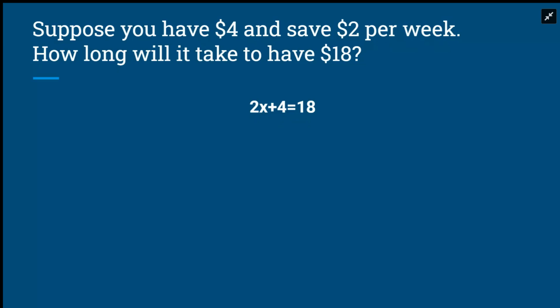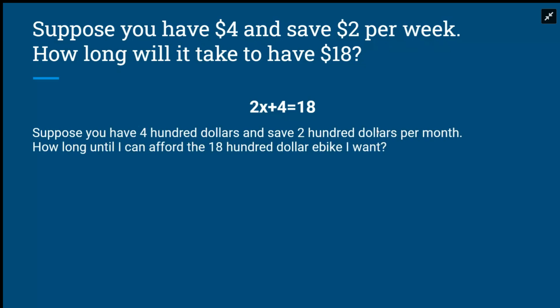Now, looking at it, $4 and $2 per week, what is this, the 1990s? So let's update this with some better units to make this more realistic. And all we have to do is change the units, and we can make this equation mean anything we want. So here's another example. What if you had $400 and you save $200 per month? How long until I can afford an $1,800 e-bike that I want? It's the exact same problem, just with different units. It can be represented by the same equation.